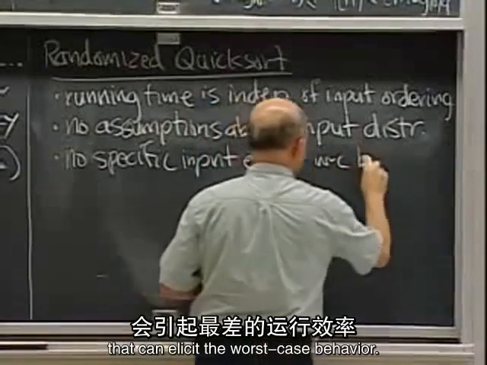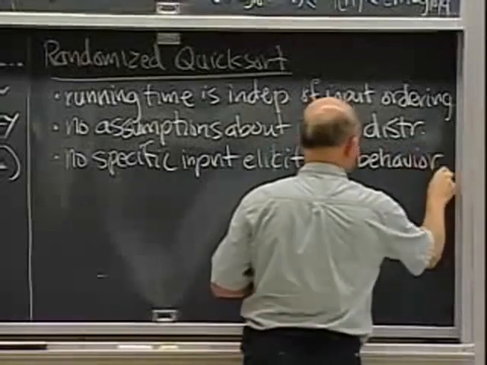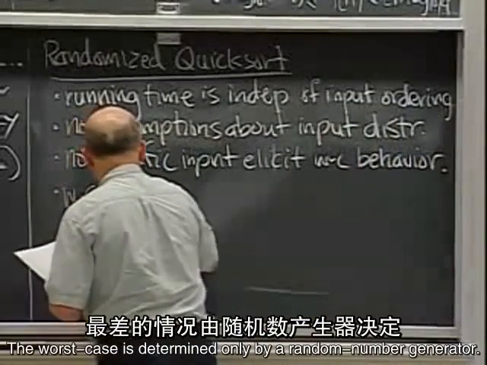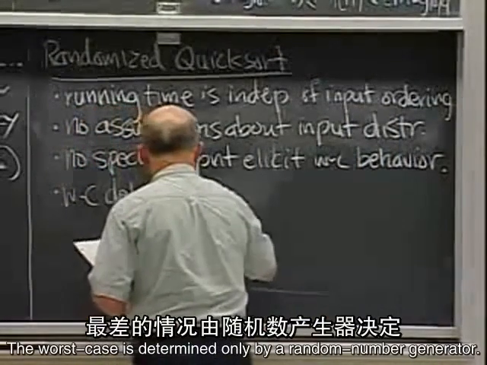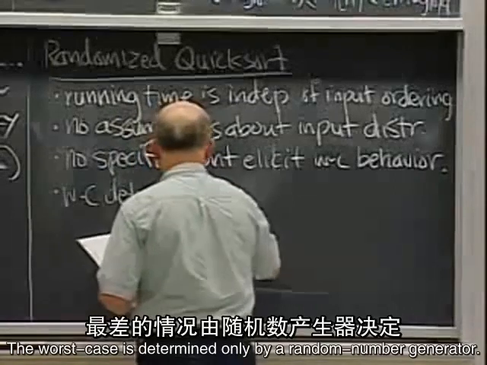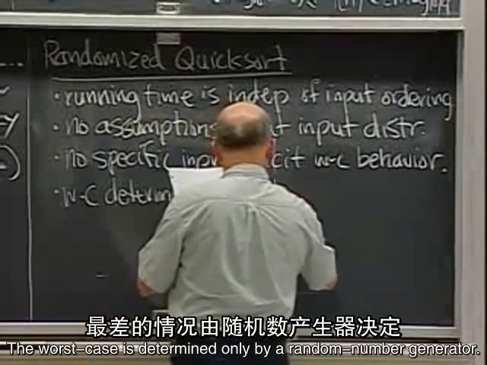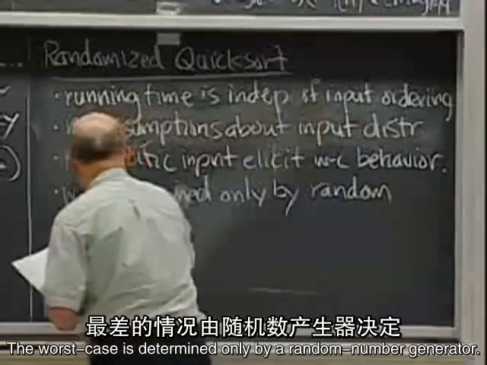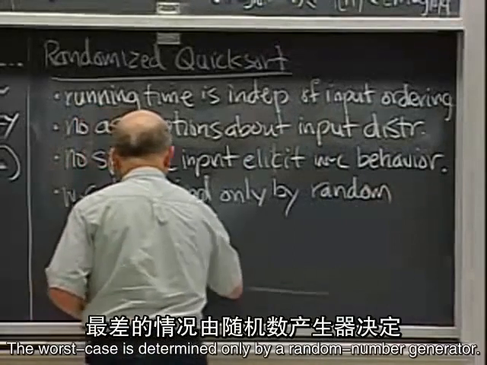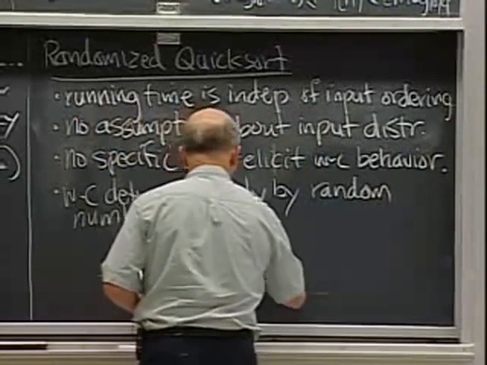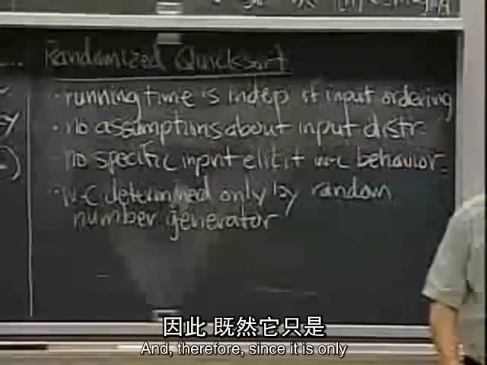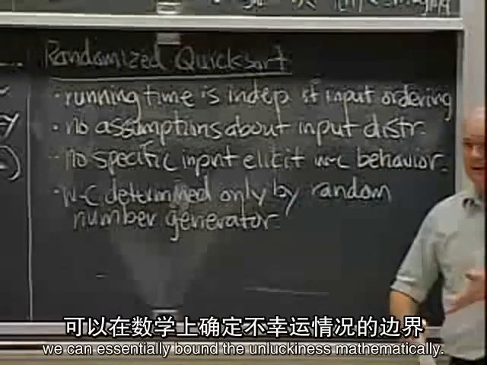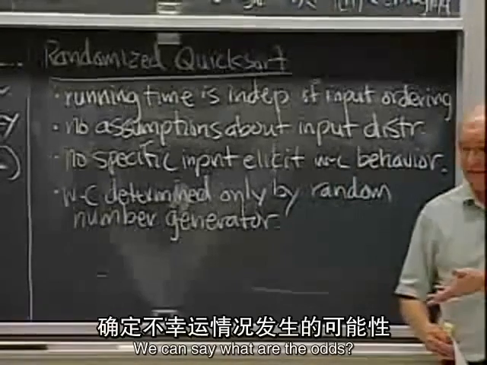The worst case is determined only by a random number generator. And therefore, since it's only determined by a random number generator, we can essentially bound the unluckiness mathematically. You can say, what are the odds?